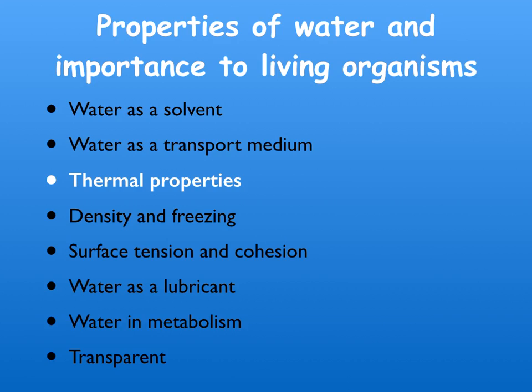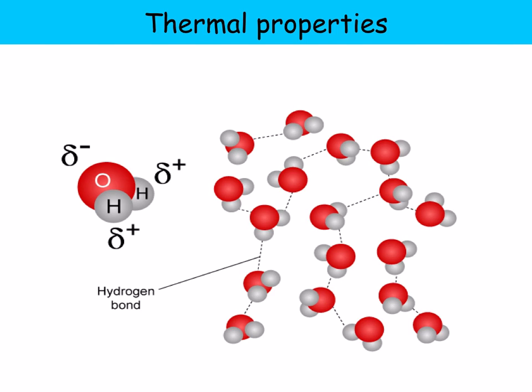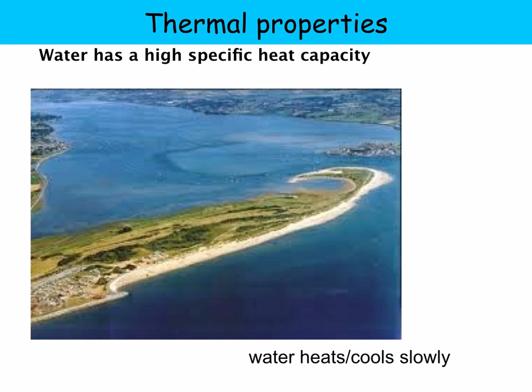Thermal properties of water. As already discussed, you've got hydrogen bonds between the water molecules, and energy is required to change the state of water, such as from a solid to a liquid. So why is this important for living organisms? We say that water has a high specific heat capacity. This means that sea and lake water is slow to change temperature. So it makes water a stable habitat for organisms to live in.